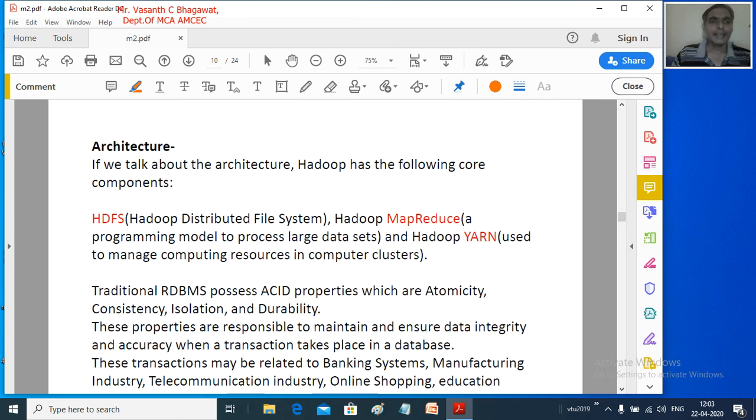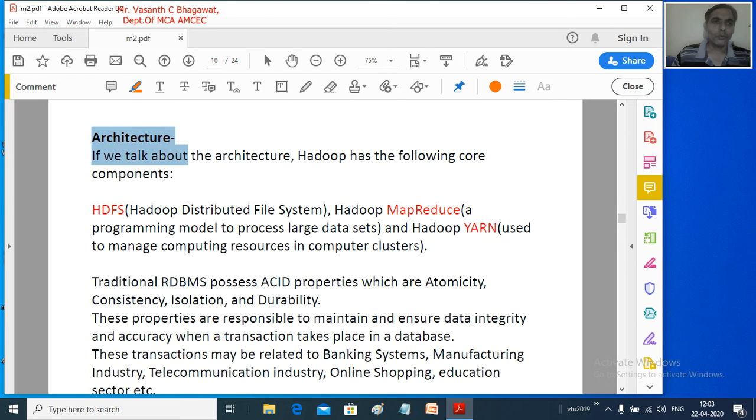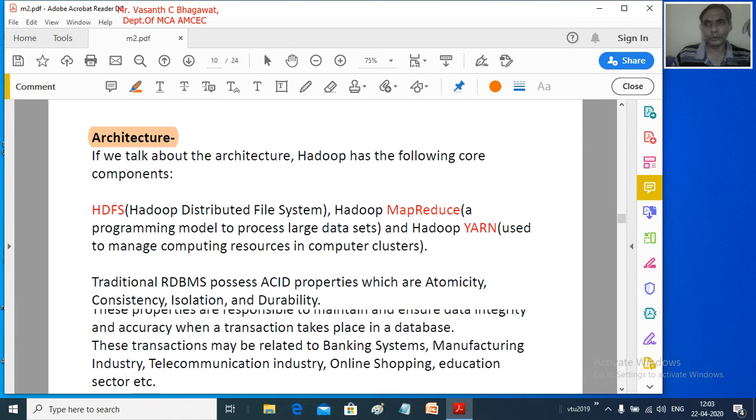Next we'll look into the second important feature, architecture. What makes these two different? What is the architecture that we are using in RDBMS, and what is the architecture we are going to use here?